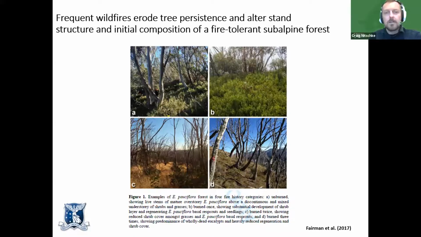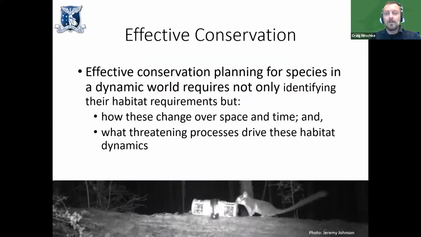So effective conservation planning for species in these dynamic worlds requires obviously knowing what their habitat is, and for many species we simply don't know that enough, but that's a question for a different day. But for the species that we do know what their habitat requirements are, that's not a good enough place to stop to do our planning.